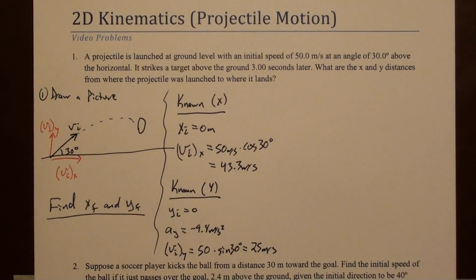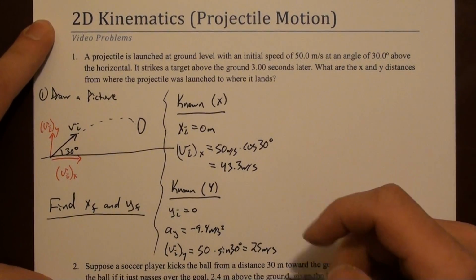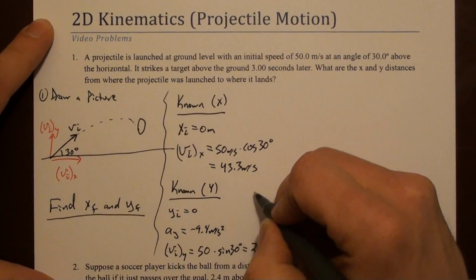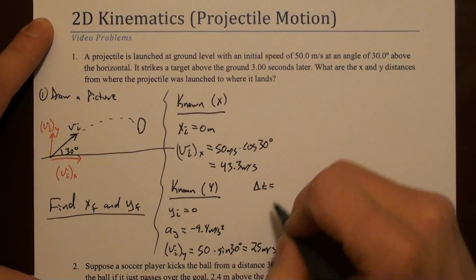Right, so the other thing we're given here is the time that this takes, and it's actually the same time for each motion, x and y. Time is the thing that connects these two motions together. So delta t here, which is kind of off by itself, is 3 seconds.